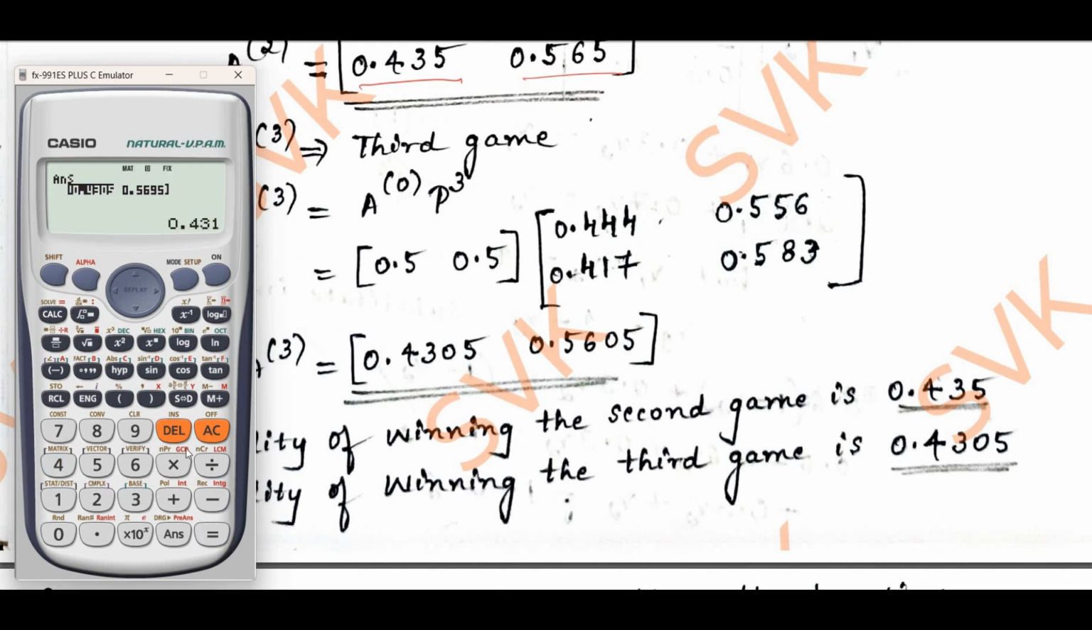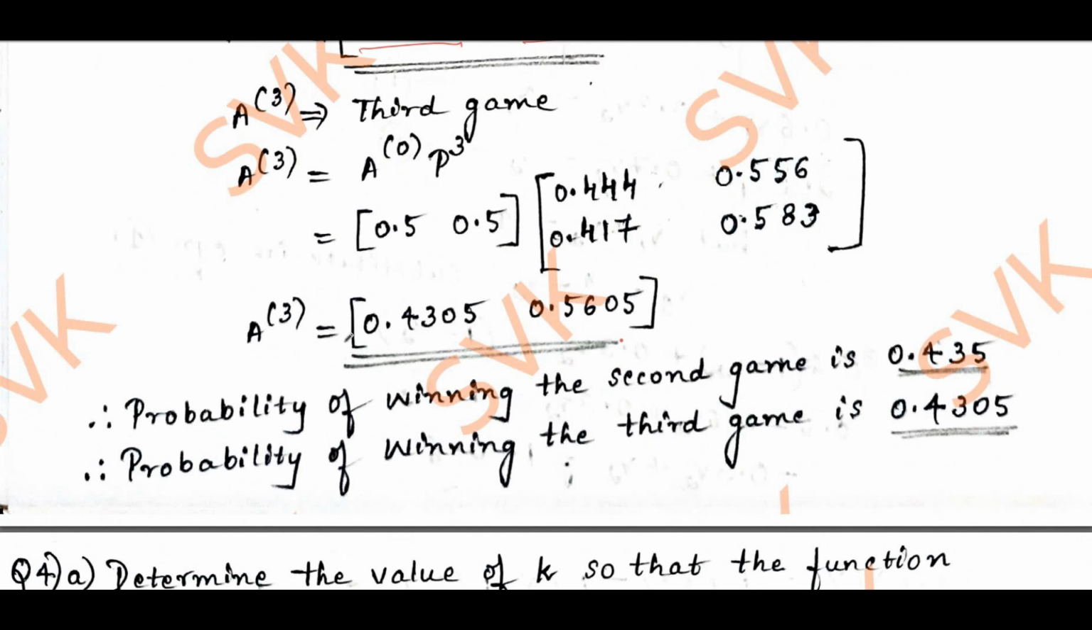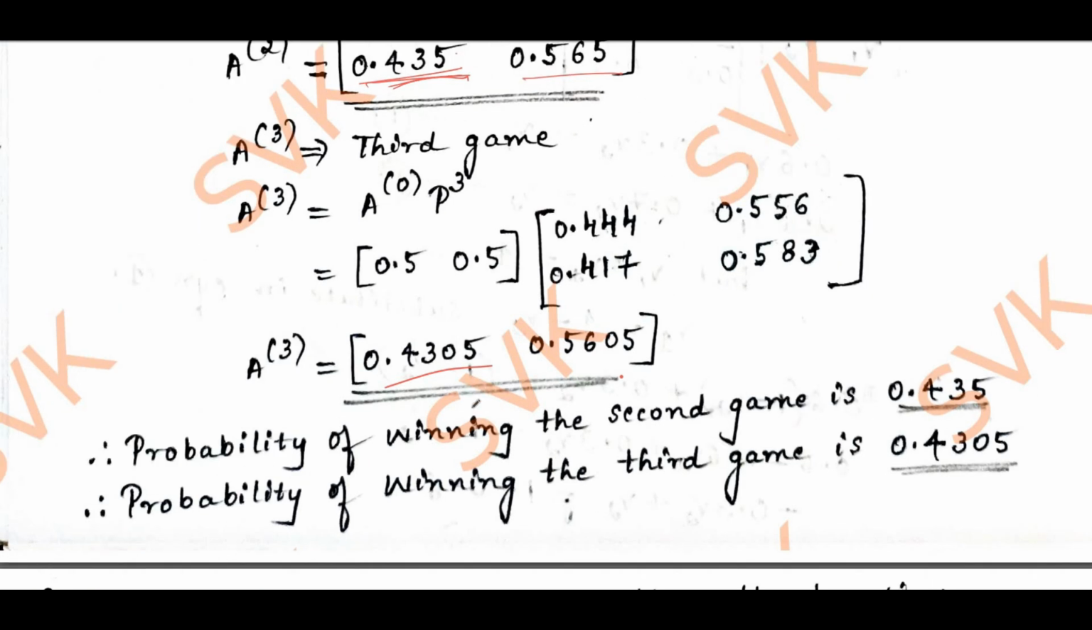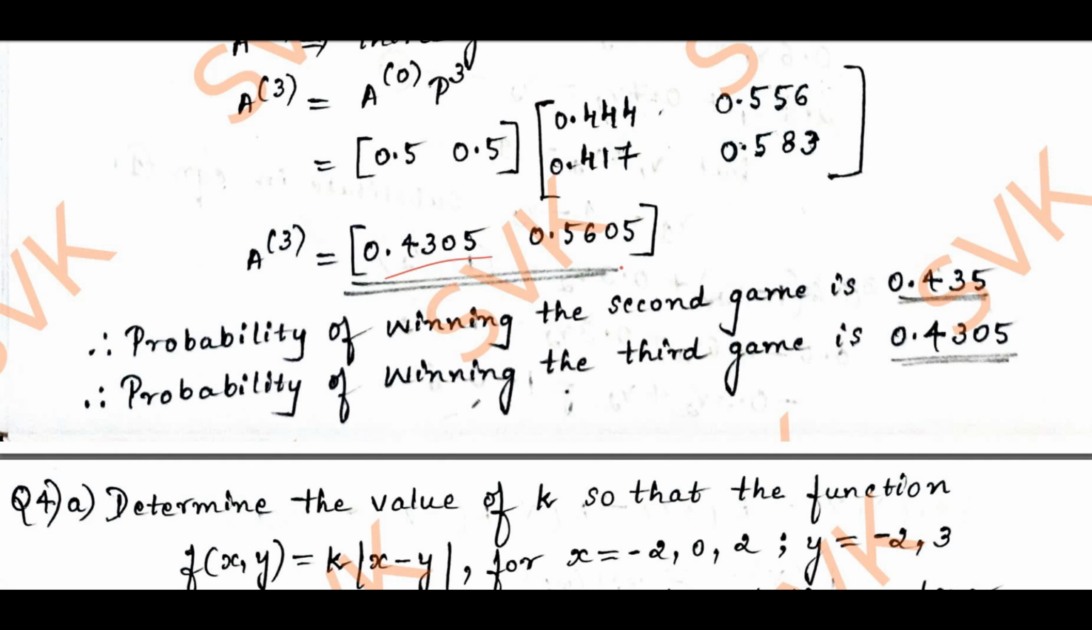If you multiply here, we got 0.4305 and 0.5695. So this is what we have for A cubed. For winning the third game and second game, we got the values as follows: 0.435 is winning the second game and 0.4305 is winning the third game. This is how we solve the problems of Markov chain under any circumstances or any scenario. If you consider any scenario, this is the way of solving the problem.